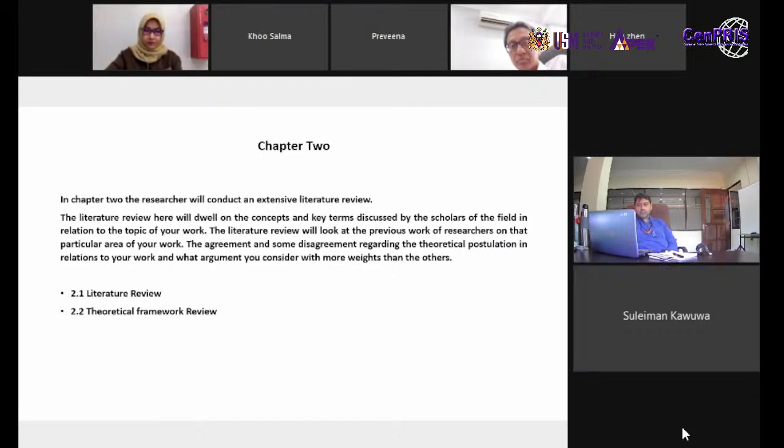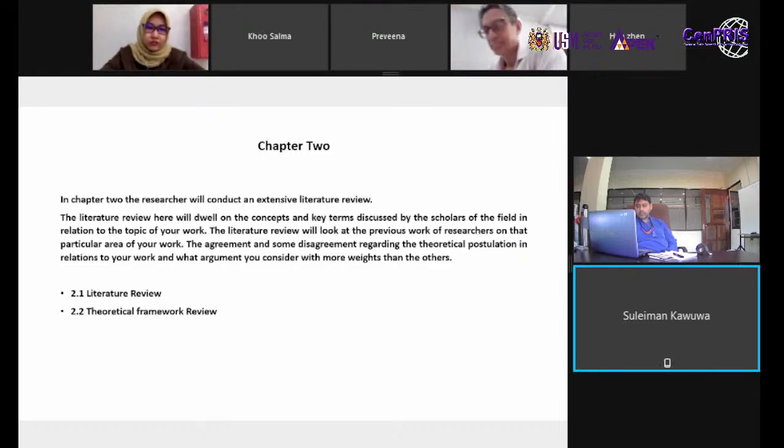In relation to the topic of your work, the literature review will look at the previous work of researchers on that particular area of your work, the arguments and some disagreements regarding theoretical postulations in relation to our work, and what arguments you consider with more weight than the others. From the scholars' opinions, maybe you will be inclined to accept some opinions above the other scholars.